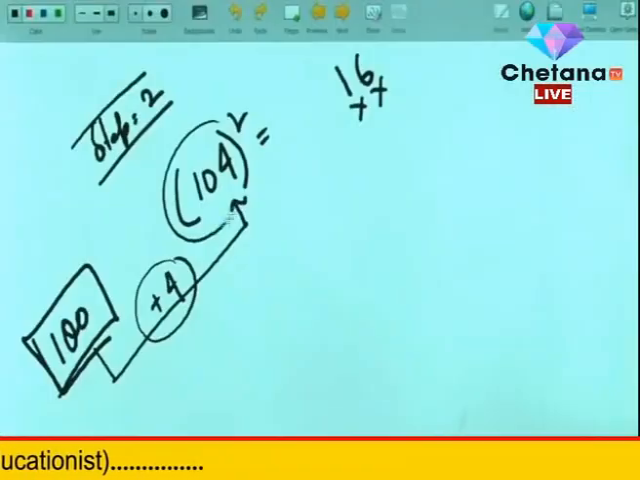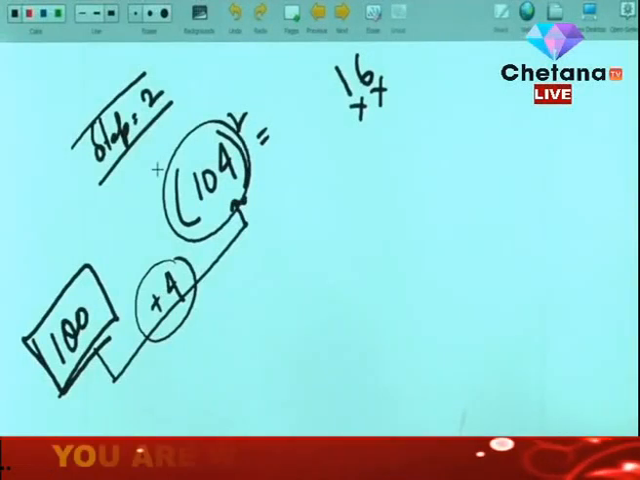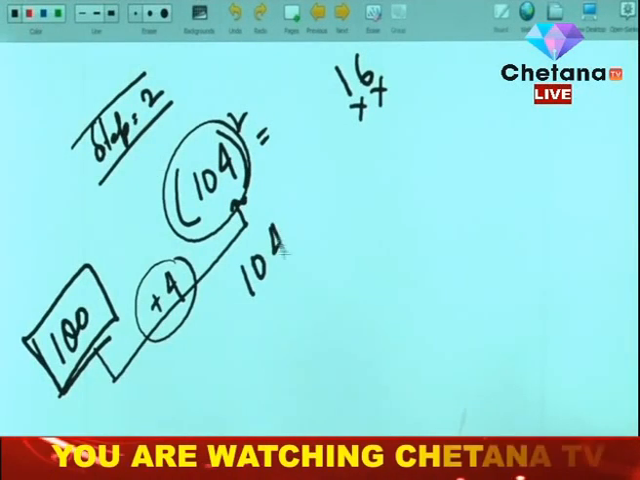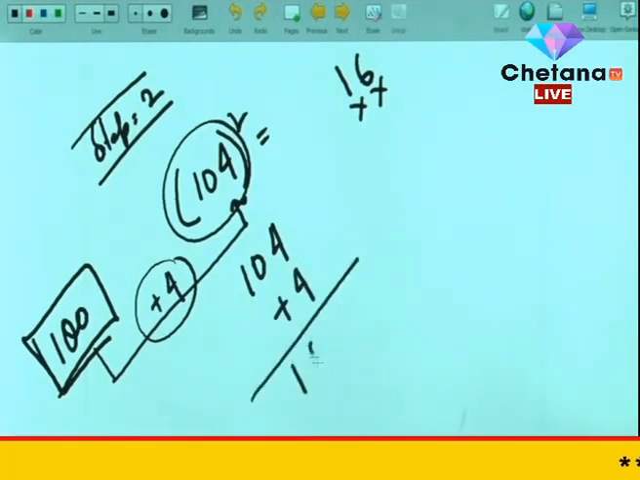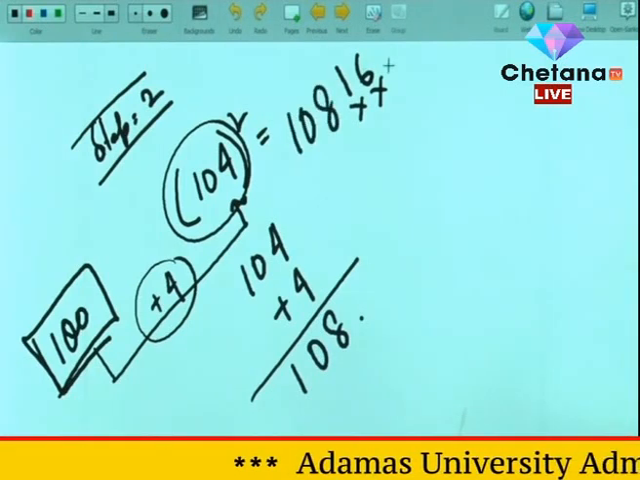Next, what is the original number? 104. What is the extra? 104 minus 100, that is 4. We will add this number to the original number. That is 108. So my answer will be 10816. Try to understand.